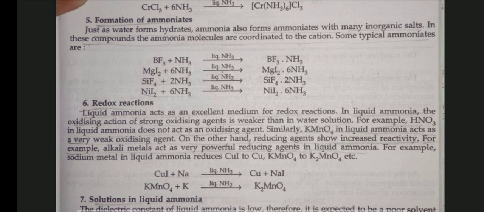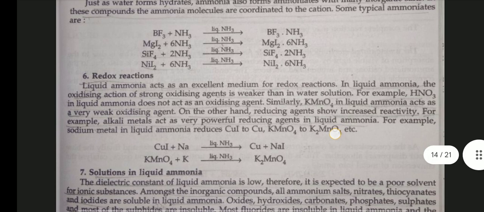Formation of ammoniates. Just as water forms hydrates, ammonia also forms ammoniates with many inorganic salts. In these compounds, the ammonia molecules are coordinated to the cation. Some typical ammoniates are: BF3 treated with liquid NH3 gives BF3.NH3, and furthermore examples.